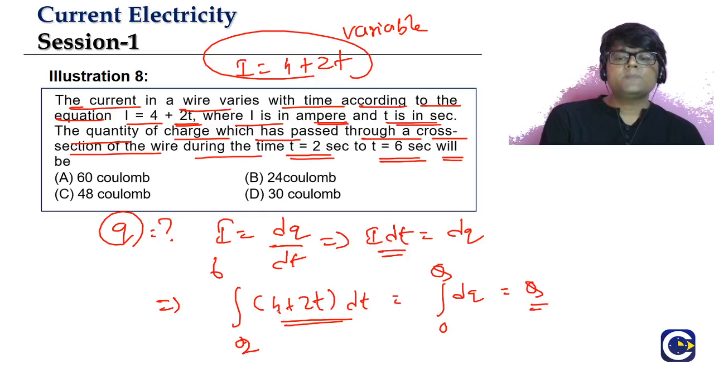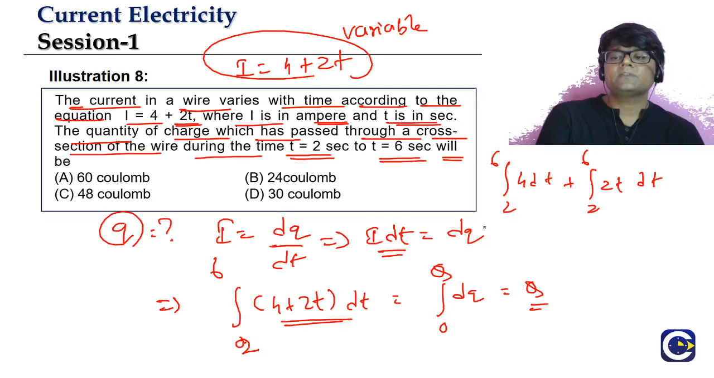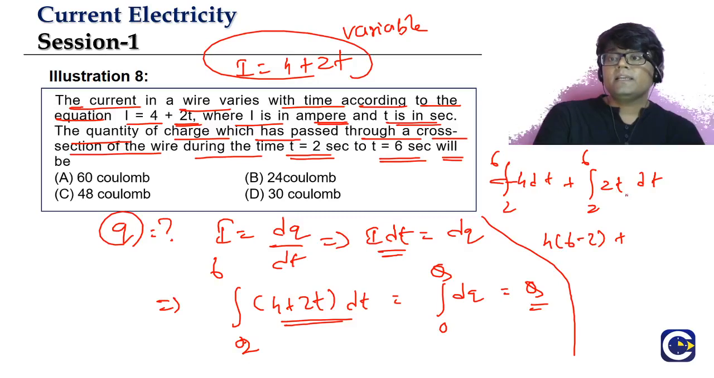Okay, so we'll split this, guys. We'll split it, which is basically what? Integral 2 to 6, 4 dt plus integral 2 to 6, 2t dt. Okay, so we'll have to conclude this. What is 4 dt means? Integration of 4, a constant, comes out. Integral dt is what, guys? t, means 4 into (6 minus 2) will come, plus integral 2t dt will be what? t square. It will be t square, means 6 square minus 2 square will come.